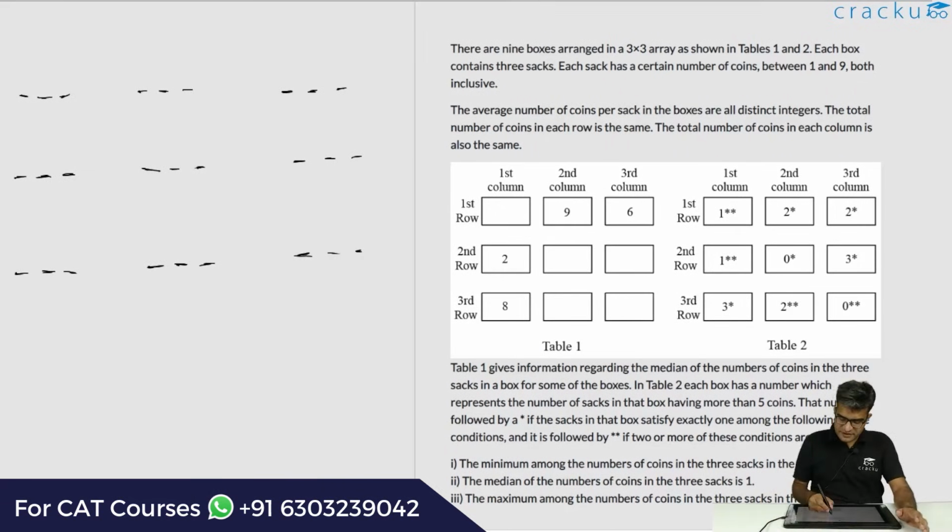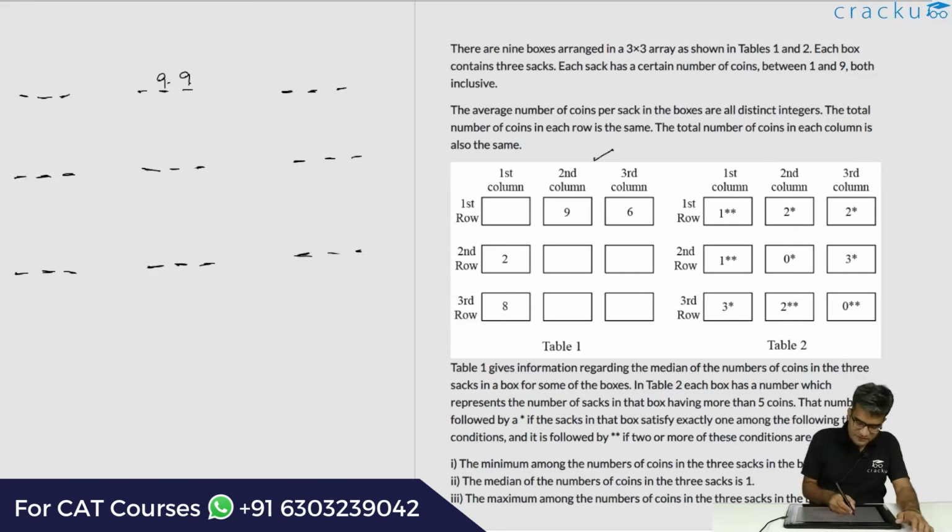Now we have been given the median for some of the boxes. The median for the first row, second column one is 9. This would imply that this number has to be 9. If you are assuming that the numbers are already in ascending order, this would immediately imply that this number also has to be 9 because this number has to be greater than the median.